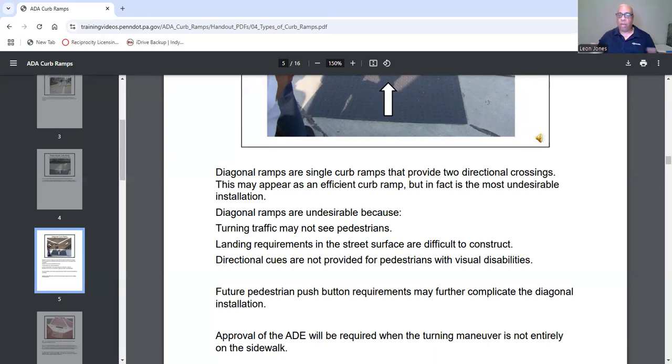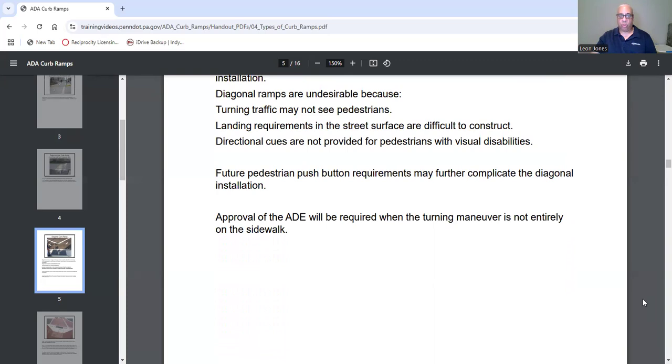Directional cues are not provided for pedestrians with visual disabilities. And also, future pedestrian push button requirements may further complicate the diagonal installation. And approval of the ADE will be required when the turning maneuver is not entirely on to the sidewalk.